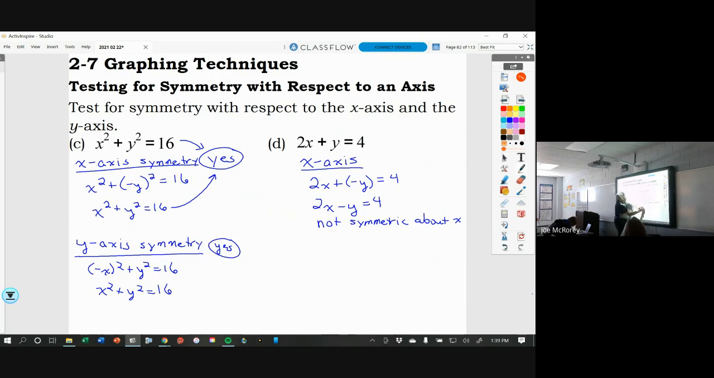And for the y-axis, 2 times negative x plus y equals 4. Negative 2x plus y equals 4. What do you find out there? Not symmetric. Not symmetric there either.